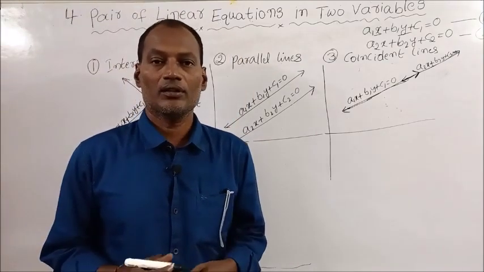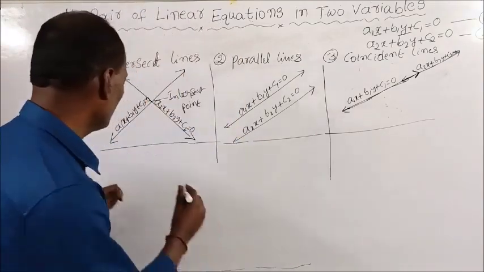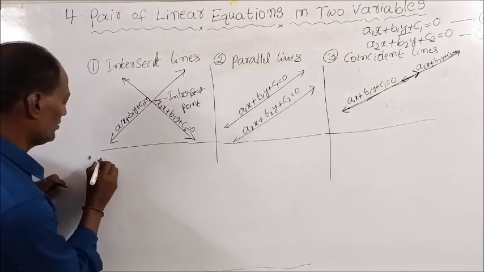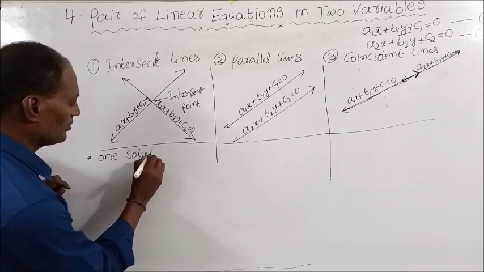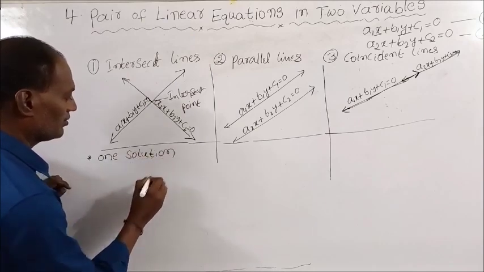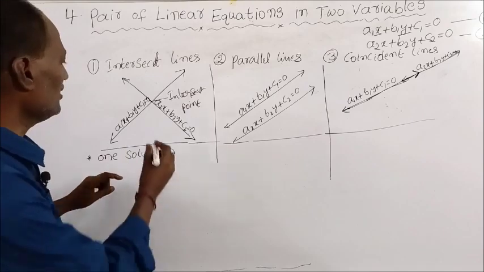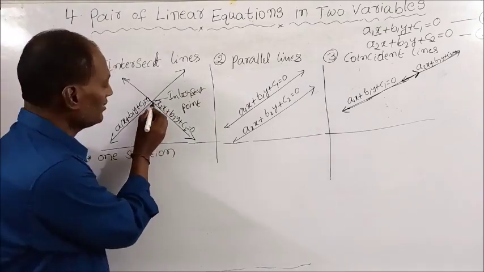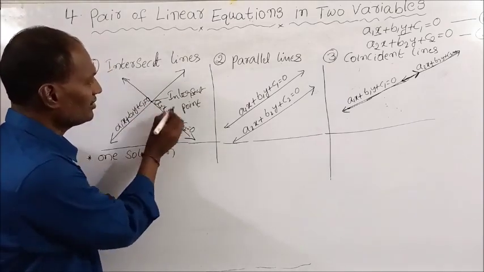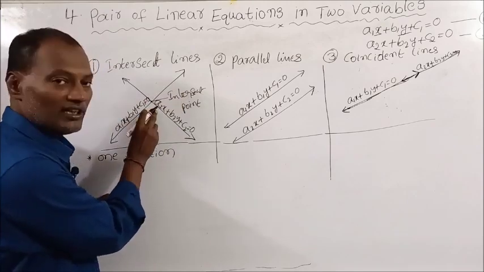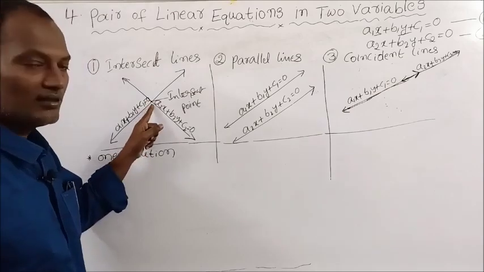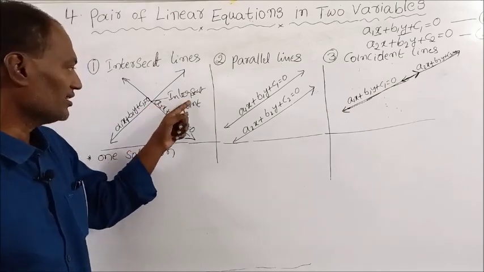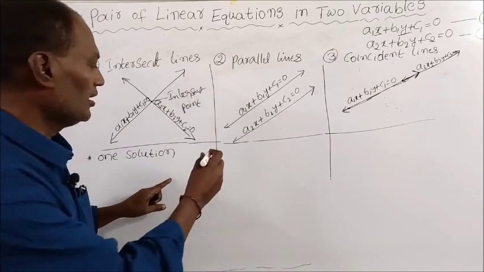Intersecting lines have one solution. Here this has one solution. See here, the intersect point is this. This is one linear equation, this is the second linear equation. They both are intersecting here. This is the one solution. You can solve this, this is the intersecting point, it has one solution.